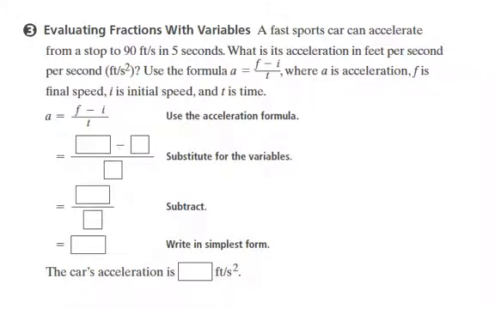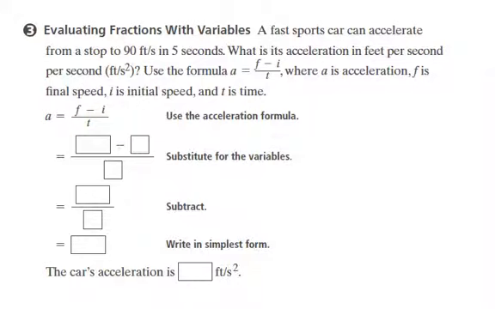Now we're going to be evaluating fractions with variables. A fast sports car can accelerate from a stop at 90 feet per second in 5 seconds. What is the acceleration in feet per second? Use the formula A equals F minus I, where A is the acceleration, F is the final speed, and I is the initial speed, and T is time. So A equals F minus I over T.